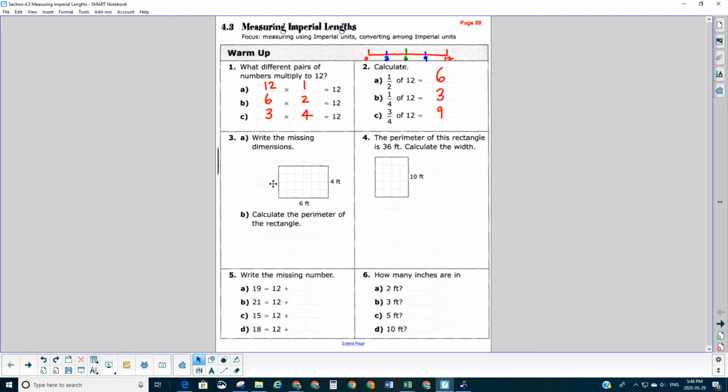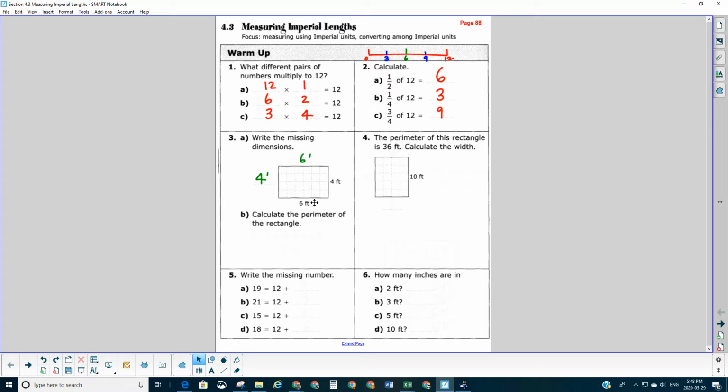3a, what are the missing dimensions? So this is a rectangle. So if we have 4 feet on this side, that means there must be 4 feet on this side. And remember, the 1 tick refers to feet. If it was 2 ticks, it'd be talking about inches. And the bottom is 6 feet, so that means the top is also 6 feet.